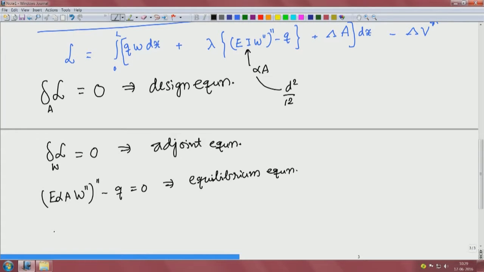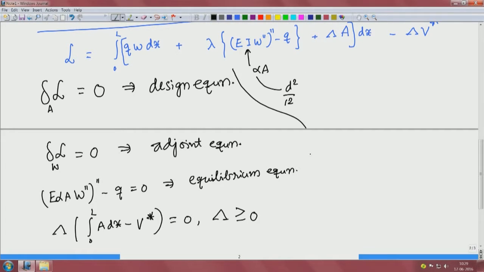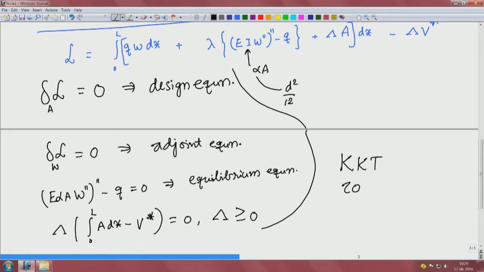And then we have the complementarity condition for the inequality constraint that we have, which is integral 0 to L A dx minus v star equal to 0, and we have lambda greater than or equal to 0. Basically, these are the equivalent of KKT conditions, Karush-Kuhn-Tucker conditions. I must say these are equivalent, because the same arguments are applicable here. Those are what we have.